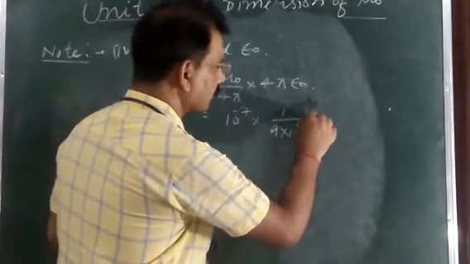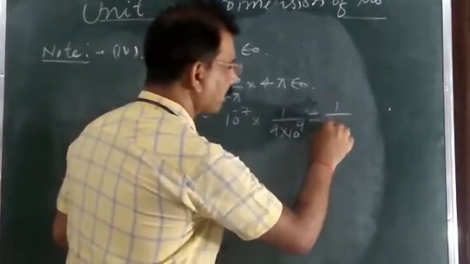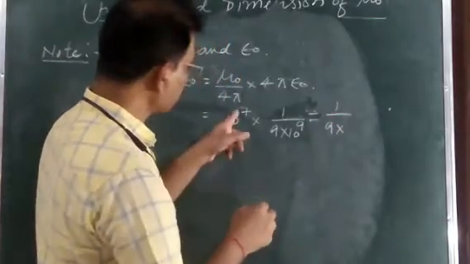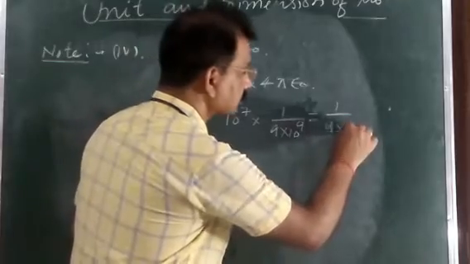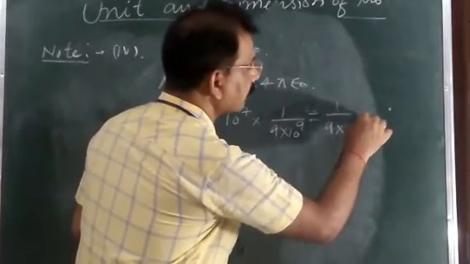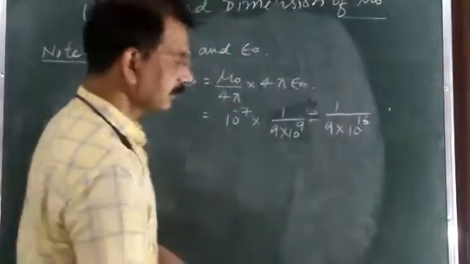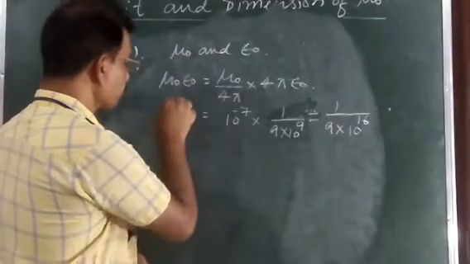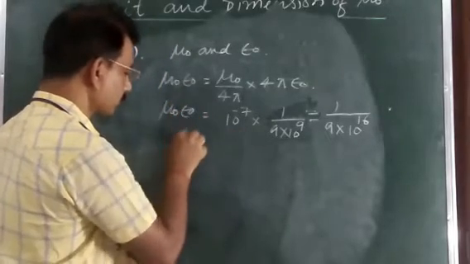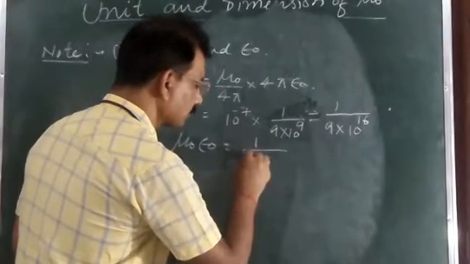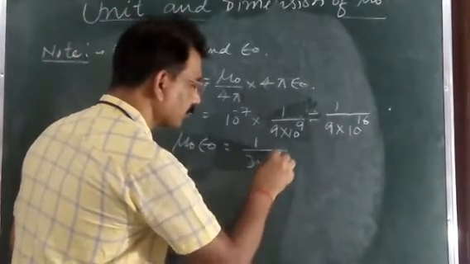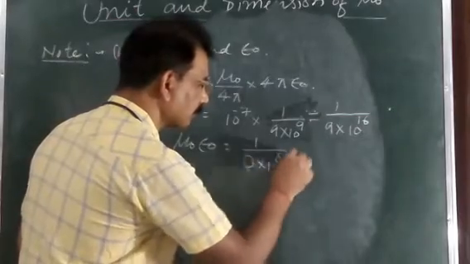And finally you can write this is equal to 1 upon 9 into 10 to the power -7 when you take it here, then 10 to the power plus 7. So this becomes 10 to the power 9 plus 7, which is how much here? 16. And now you can write here mu naught epsilon naught is equal to 1 upon 3 into 10 to the power 8 whole square.